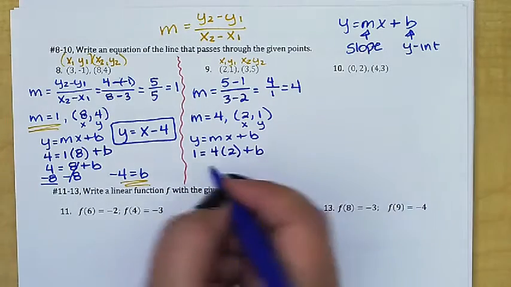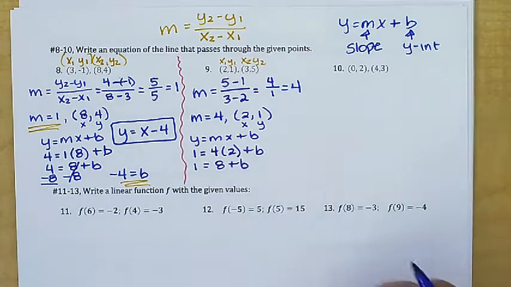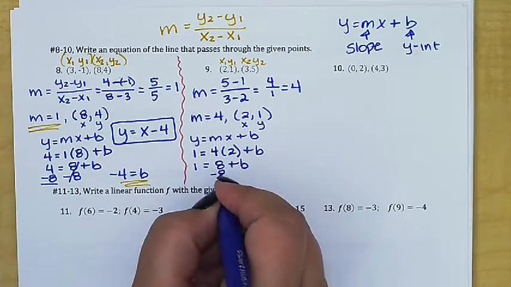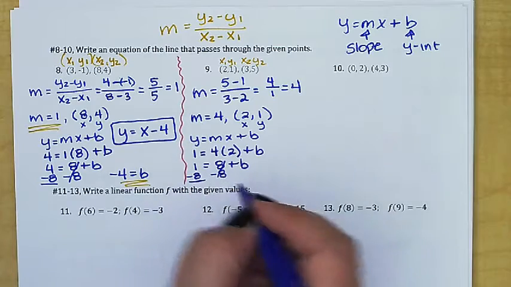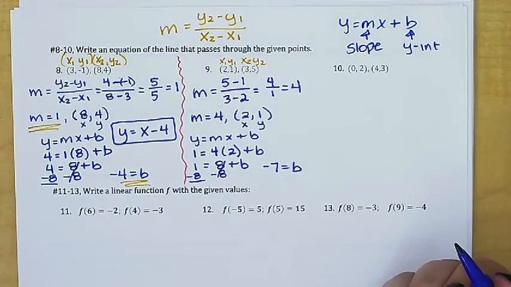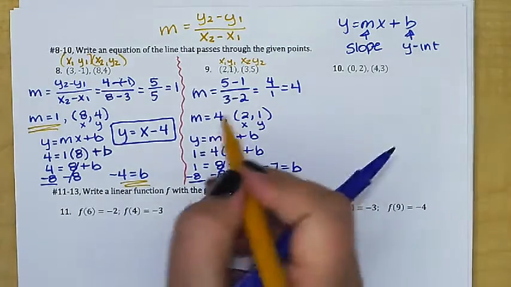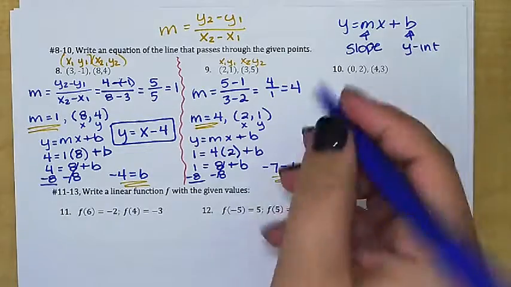And then 4 times 2 is 8 here. And when we finish off solving here, we'll have to subtract that. And we get 1 minus 8, which is negative 7. That's the value of b when we solve this. Okay, and so now that I know, oh, there's my two ingredients I needed, m and b, I can write the equation of this line.